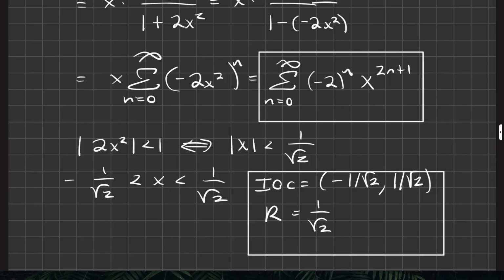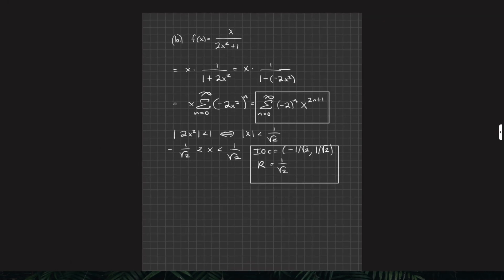So, go through, see if you can do that on your own, and you should get that answer: that it diverges at the endpoints, and the radius is 1 over root 2. Okay, let's look at problem C now.